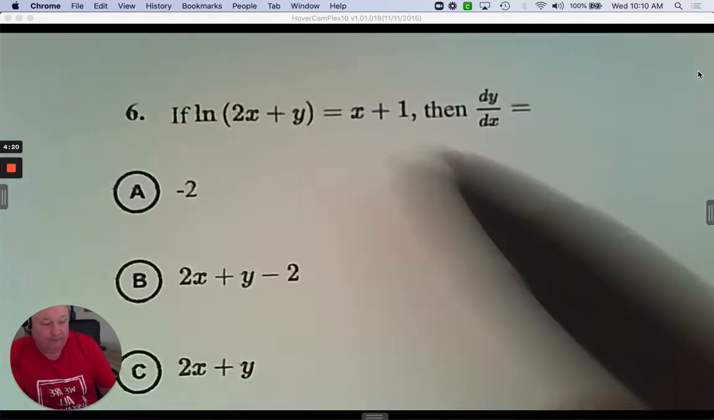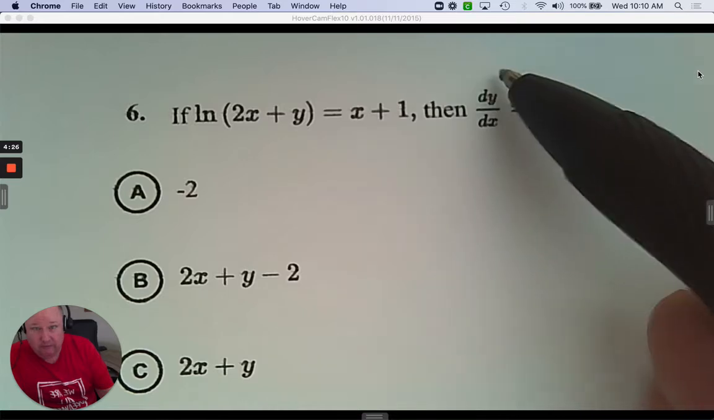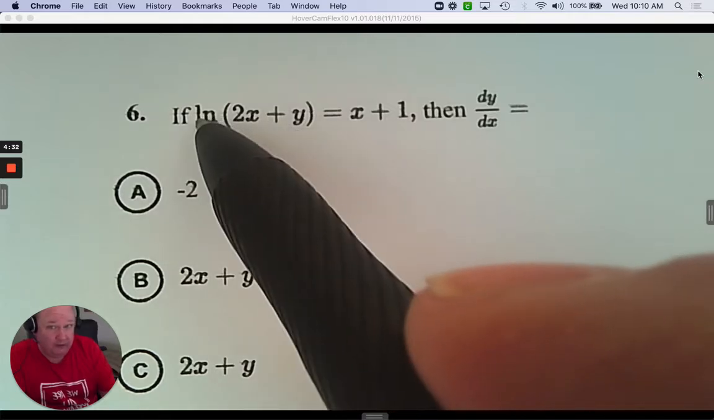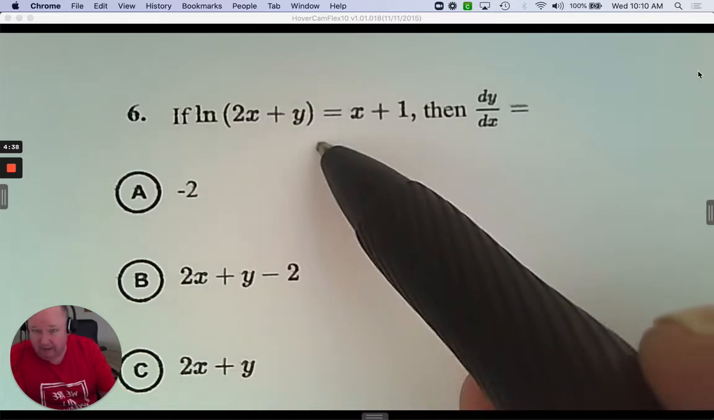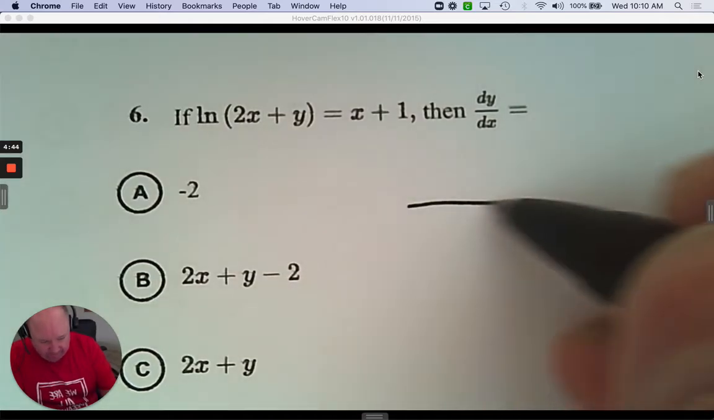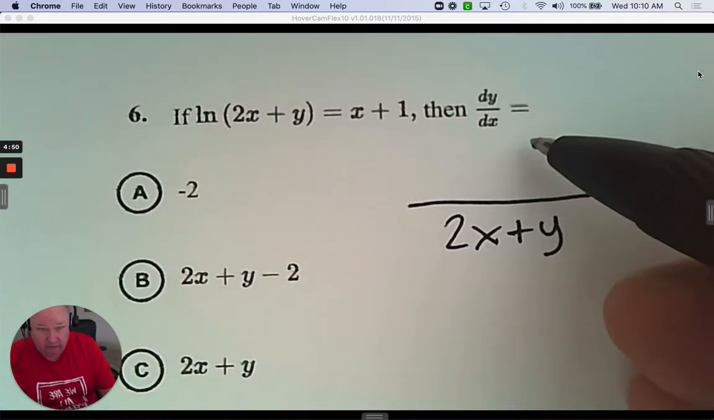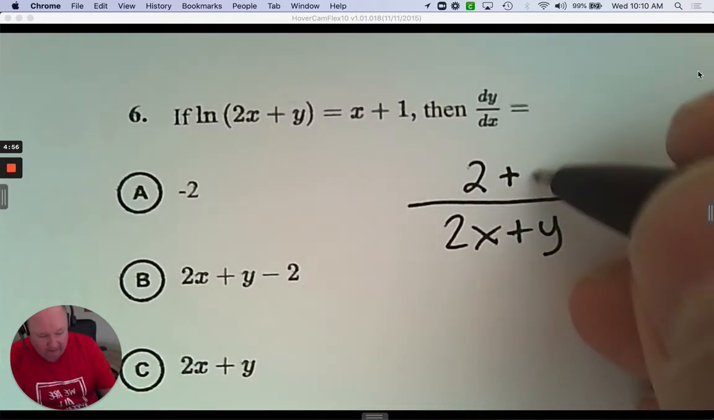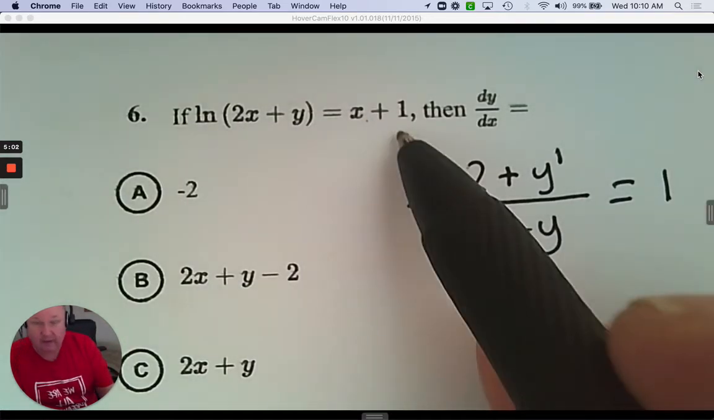6. If ln(2x plus y) equals x plus 1, then what does the derivative equal? Here's an example of implicit differentiation with a logarithm. Whenever you take the derivative and y is involved, you need a y prime. If I started this for you, the derivative of ln of 2x plus y has 2x plus y in the denominator. The derivative of the inside is the numerator. The derivative of 2x is 2, and the derivative of y is y prime. And on the right side, the derivative of x is 1 and the derivative of 1 is 0.